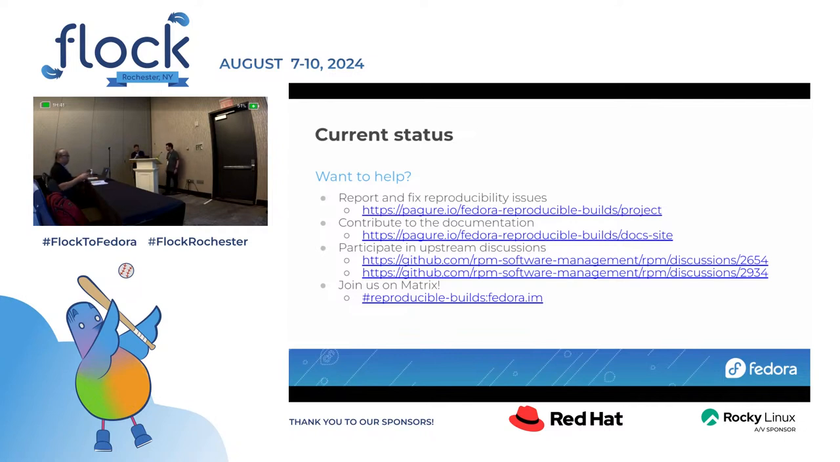So the current status is that we have maybe 1,000 known packages with problems, and it's a mix. Some issues affect hundreds of packages and need to be fixed in one place, and then there are some issues that are just package-specific, because it's very common for packages to generate a header file or something like that in an irreproducible way.